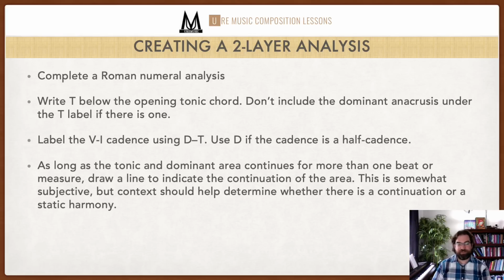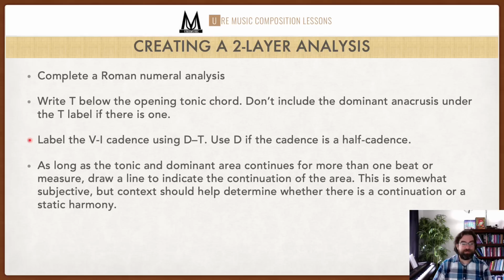So the basic process, first, you want to complete a Roman numeral analysis. That's stage 1. Then you write T below the opening tonic chord like you saw in the previous slide. Don't include the dominant anacrusis under the T label if there is one. So if there's a pickup into the first chord, so maybe it spells out a 5 chord and then goes to the tonic on the downbeat, we don't label that dominant anacrusis. It's not necessary because that dominant is sort of extra. It prepares for the opening of the phrase model. It's not actually part of the tonic area.